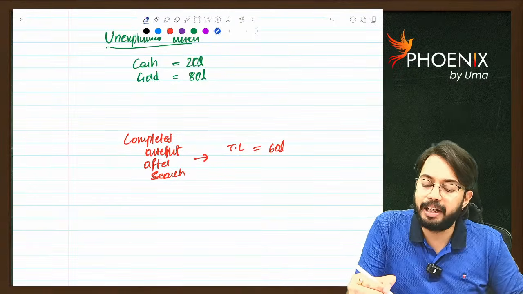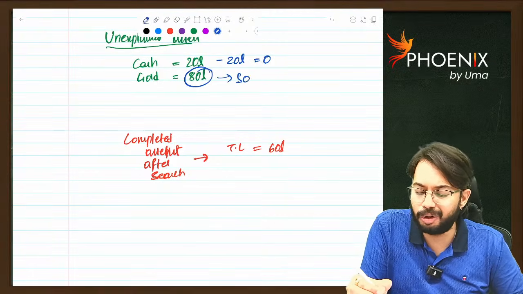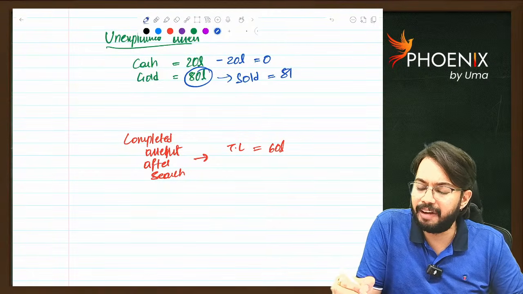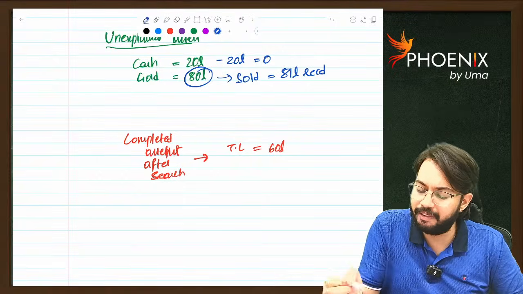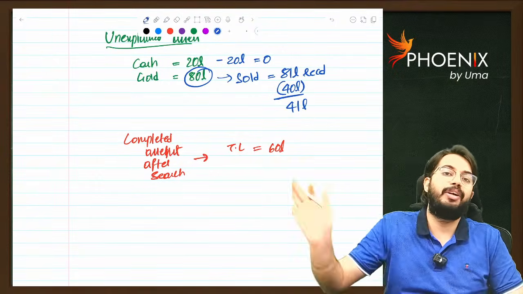Whatever the tax liability of 60 lakh rupees is, first the 20 lakhs cash will be taken. The gold will be sold. After selling, 81 lakhs was received. Out of 81 lakhs, 40 lakhs will be adjusted. The balance 41 lakhs will be given to the assessee.